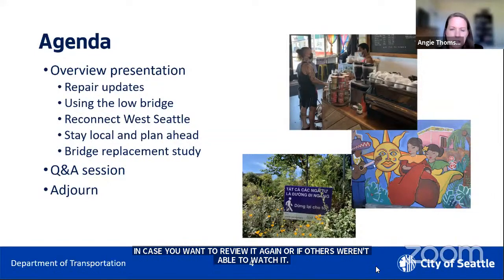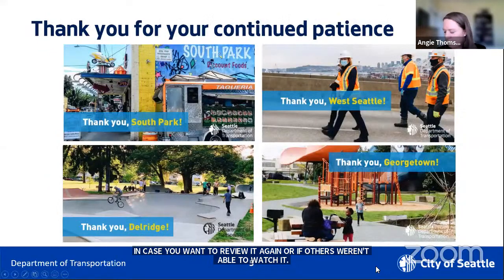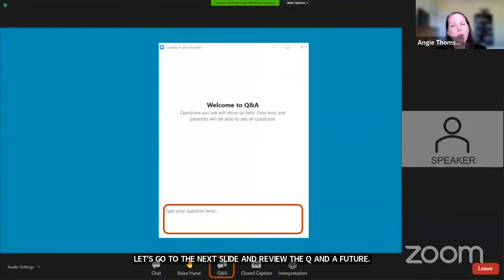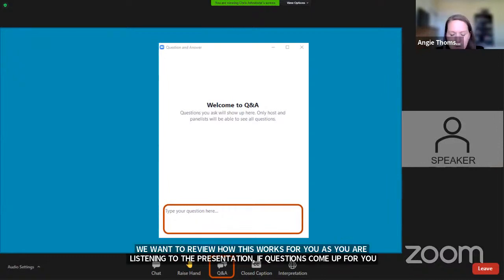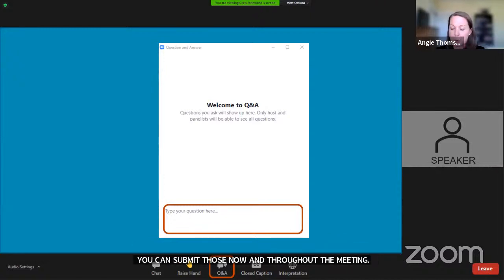Let's go to the next slide and just review the Q&A feature so folks know how to do that. There are some of you who are already submitting questions, so some of you know how to do this, but we just want to review how this works. As you're listening to the presentation, if questions come up for you, you can submit those now and throughout the meeting. Click on the Q&A button at the bottom of your screen, and then you can just type your question. It will only be visible to the panelists.